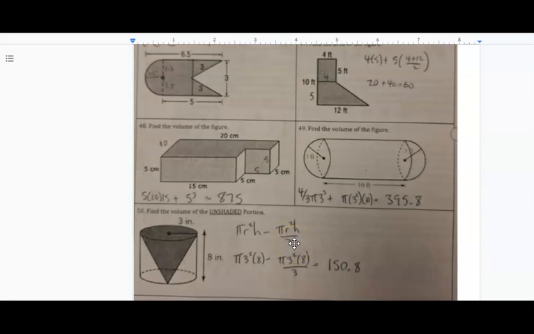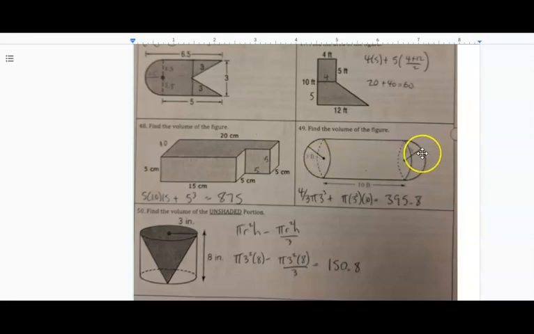Okay, so the last 3 questions. All right, 48 is a compound volume with 2 rectangular prisms. We got 5 times 10 times 15 gives us the big one, and then 5 times 5 times 5. It's really just a cube and a rectangular prism. That turns into 875.